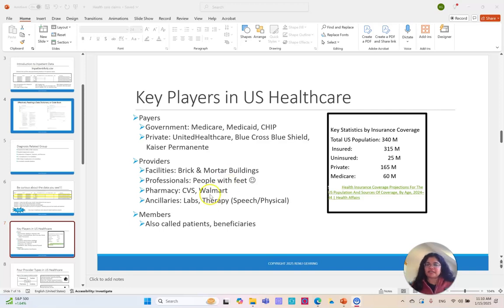But the way that the medications are billed in the facilities is different. When we are talking about pharmacy, we are talking about the standalone pharmacies. And the fourth type of provider, this is all other ancillaries. So, for example, labs, diagnostic labs, therapy, that's all lumped into ancillaries. Now, without the third kind of player, there would be no market because it's the members whose care is producing these bills. Members are also called patients or also called beneficiaries.